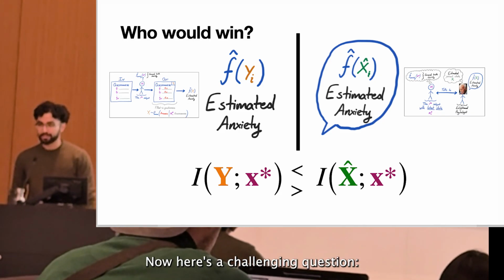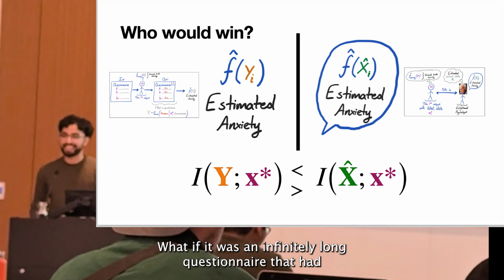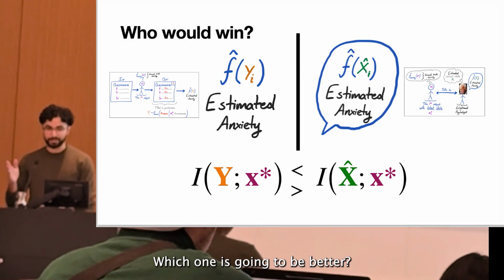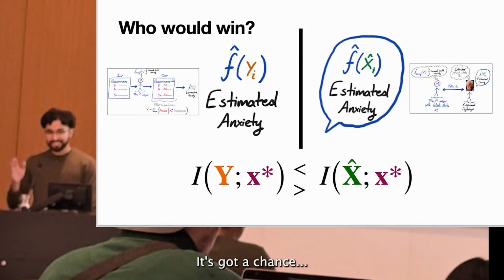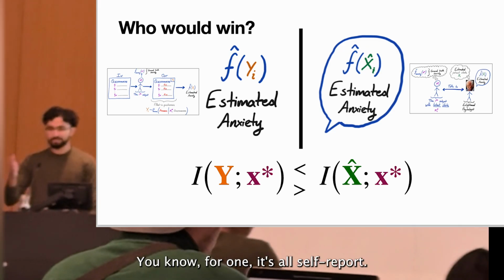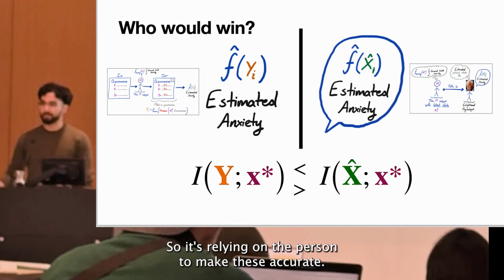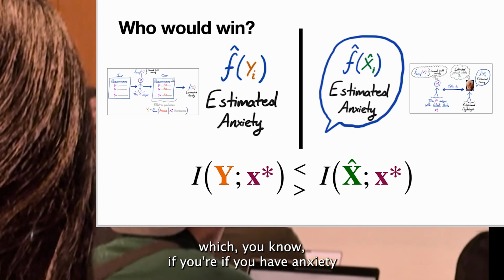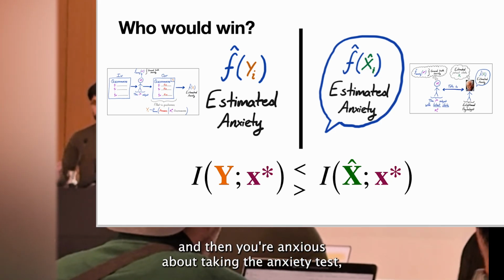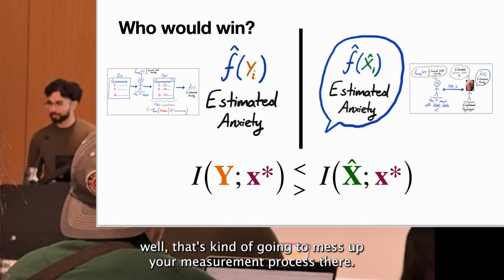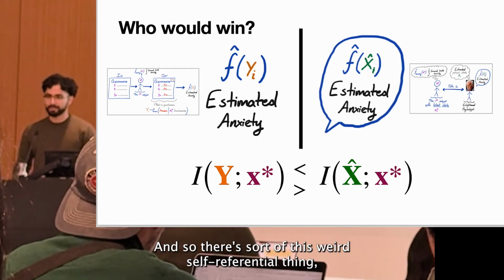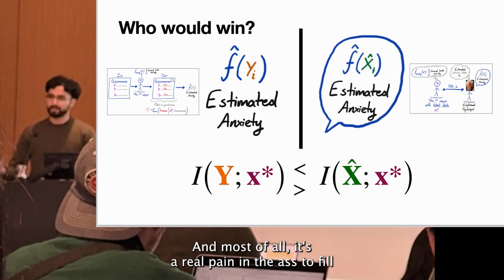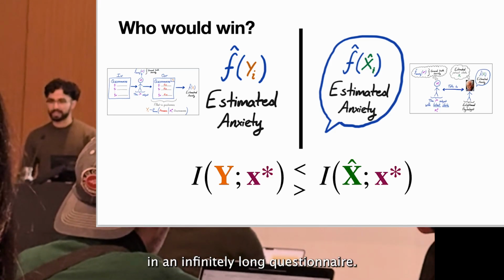Now, here's the challenging question. What if it was an infinitely long questionnaire that had infinitely many hyper-diverse questions? Now what? Which one's going to be better? It's got a chance. There are a few problems though. For one, it's all self-report, so it's relying on the person to make these accurate estimates of their answers to all these questions, which, if you have anxiety and then you're anxious about taking the anxiety test, well, that's kind of going to mess up your measurement process there. And so there's sort of this weird self-referential thing, you're looking at really what the person thinks of it and how the person interprets the question. And most of all, it's a real pain in the ass to fill in an infinitely long questionnaire.